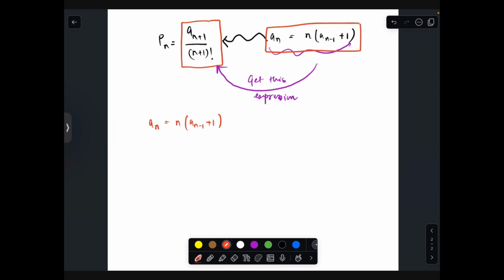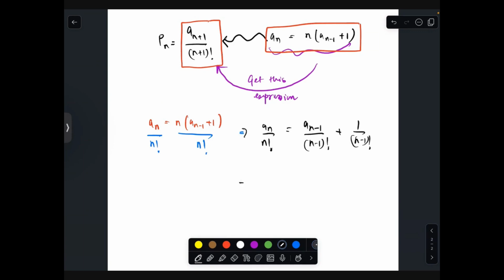So here for Pn minus 1, it will be an by n factorial, right? Therefore we want to have n factorial on the left hand side. So let's have n factorial on the left hand side. This means we have that an by n factorial is nothing but, it's interesting, n minus 1 by n minus 1 factorial plus 1 by n minus 1 factorial.